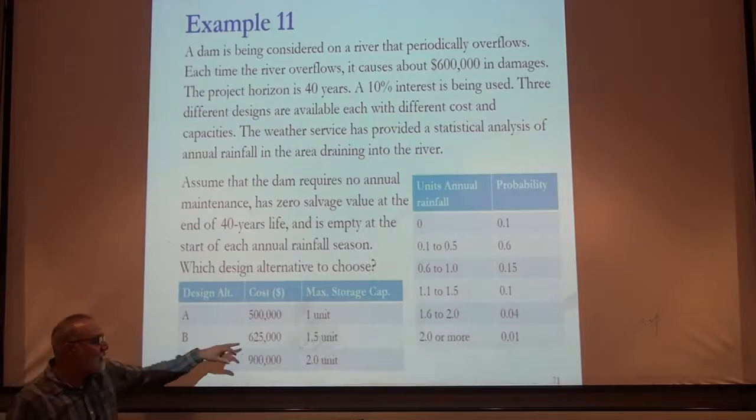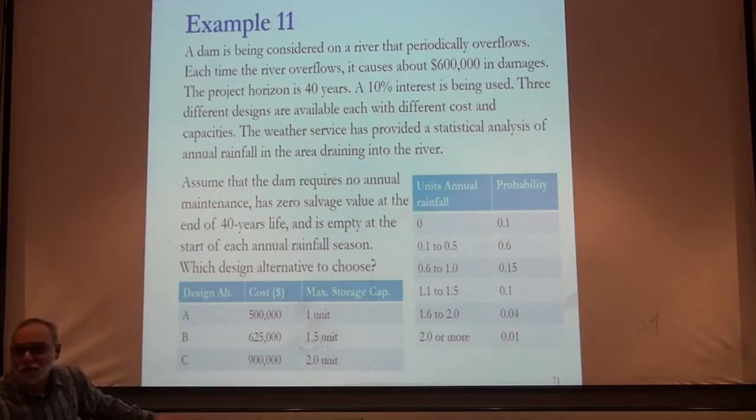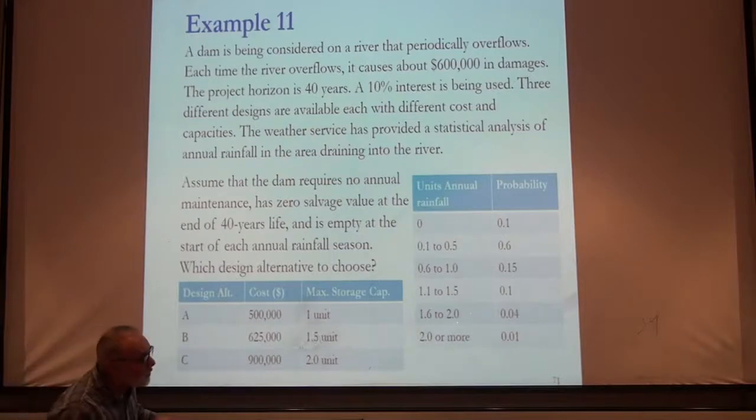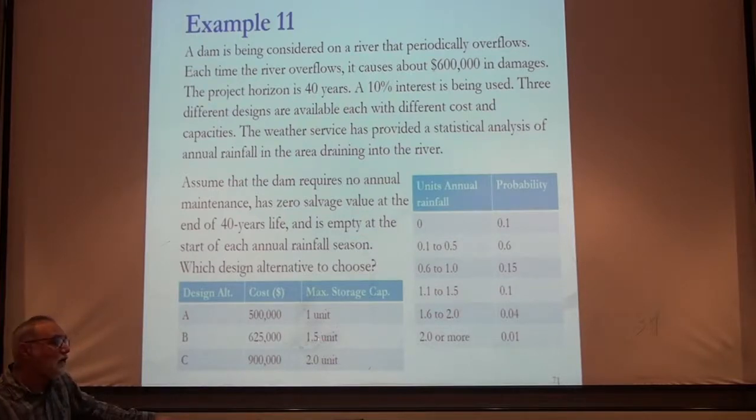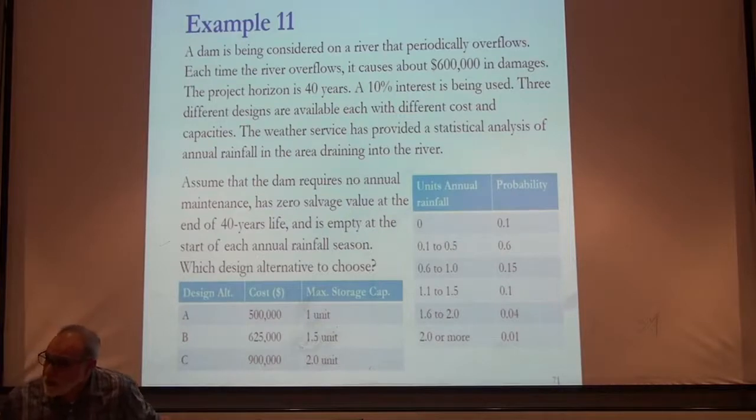If we go for design B, it can hold 1.5 units. So the only overflow will be from these two, 0.04 plus 0.01. So the total is 0.05 probability of damage if we go for design B. And if we go for design C, it can hold 2 units, which means we will only have a probability of damages of 0.01. Clear? Any questions?